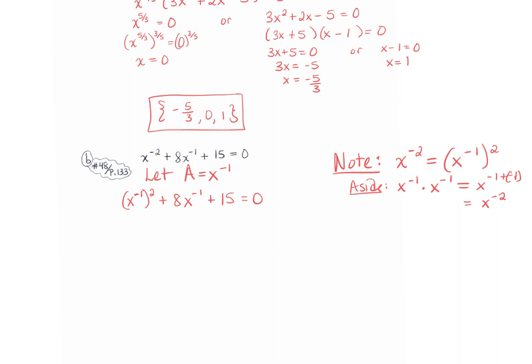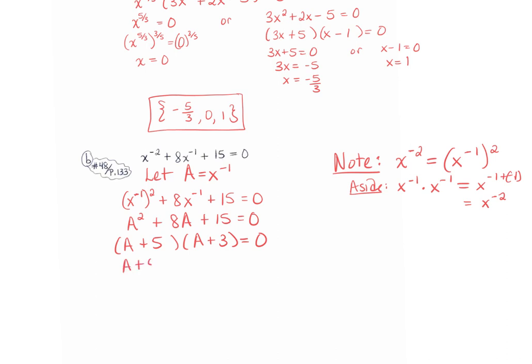Now, using the fact that we're saying A is going to be x to the -1, we can then rewrite this equation as A squared plus 8A plus 15 equals 0. Now it has a quadratic-like form. So now we factor. A squared factors as A times A. 15 factors as 15 and 1, or 3 times 5. But we want our middle term to be 8, so that's how we know we use the 3 and the 5. And you can pause it and check it. But this is how we factor it.